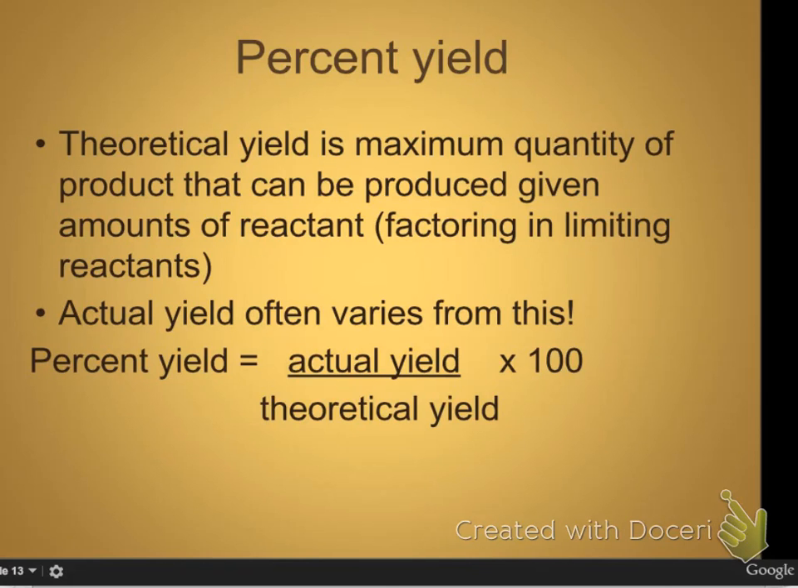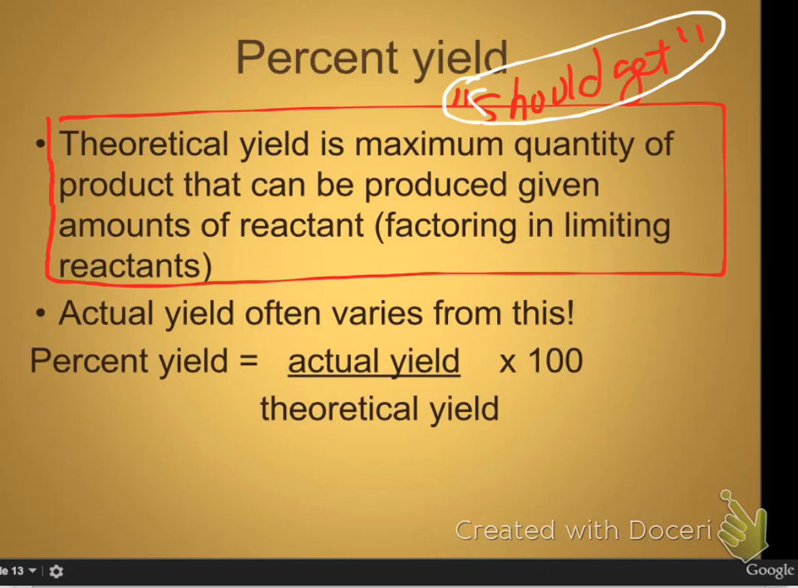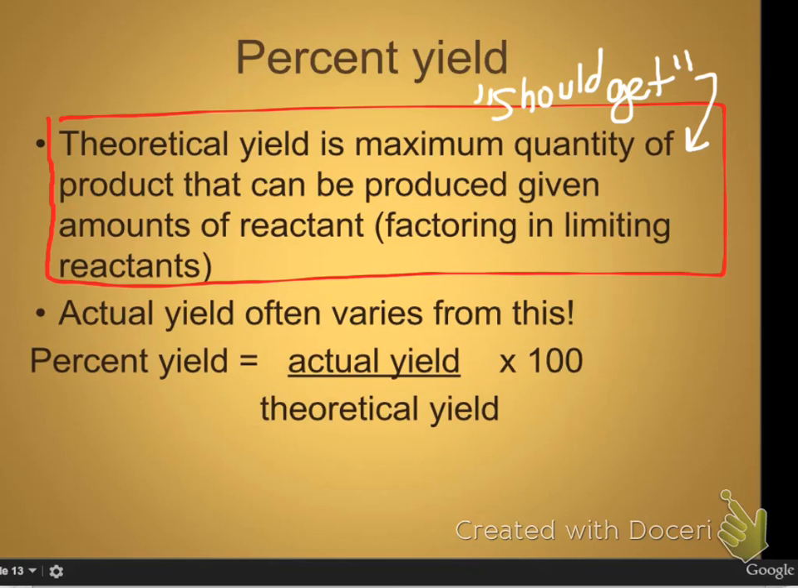So percent yield is just a relationship between what you should have gotten and what you did get. And the theoretical yield is the maximum amount of product that you should be able to make. Okay? The theoretical yield is your should have gotten. Okay, that color is terrible. I apologize. Let's get rid of that color. The one button I wish they had on here is... that's even worse. Okay, so your theoretical yield is your should get.